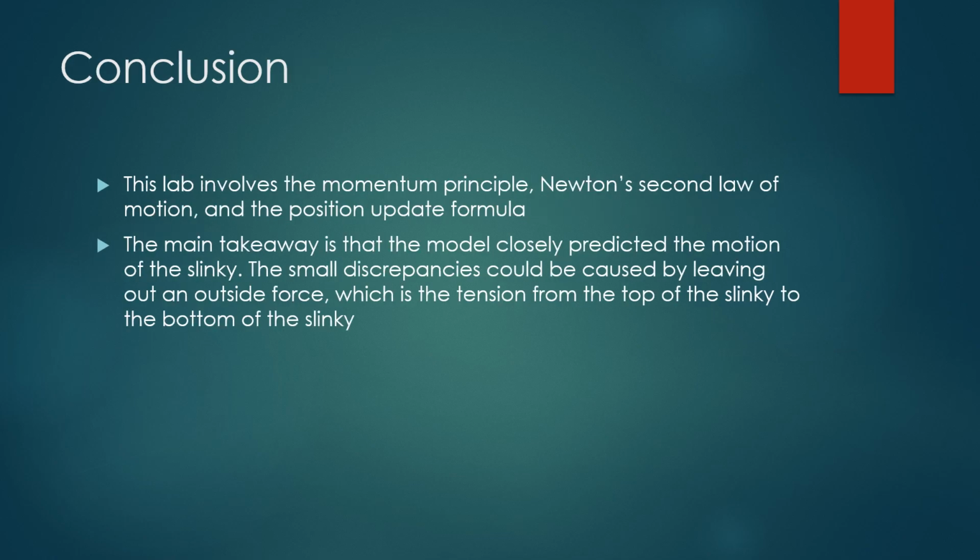In conclusion, the computational model was very similar to the experimental model. This lab involved the momentum principle, Newton's second law of motion, and position update formula. The main takeaway is that the model closely predicted the motion of the slinky. The small discrepancies could be caused by leaving out an outside force, such as the tension from the top of the slinky acting on the bottom of the slinky.